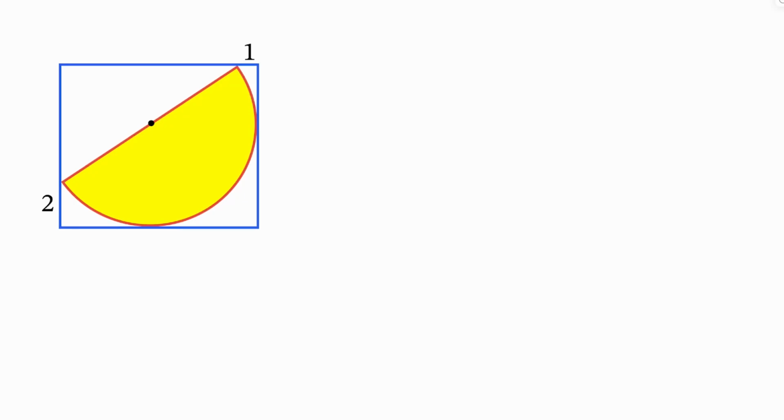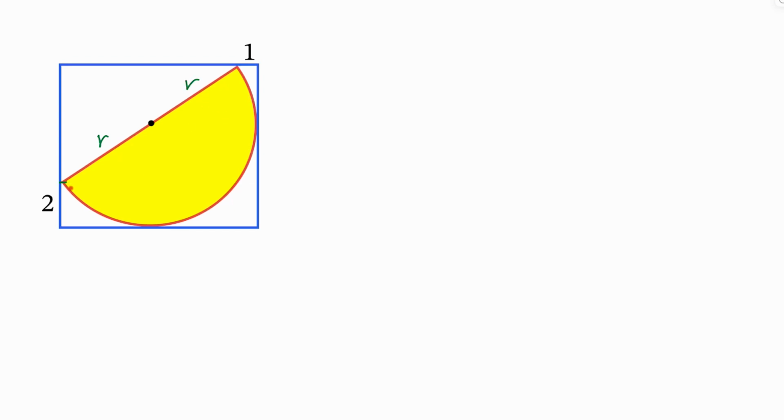In today's video, we are going to find the area of this semicircle, which is inside this rectangle. We have two segments. The length of this segment is 2 and the length of this segment is 1. We call the radius of this semicircle r, so we have r here and also r here.